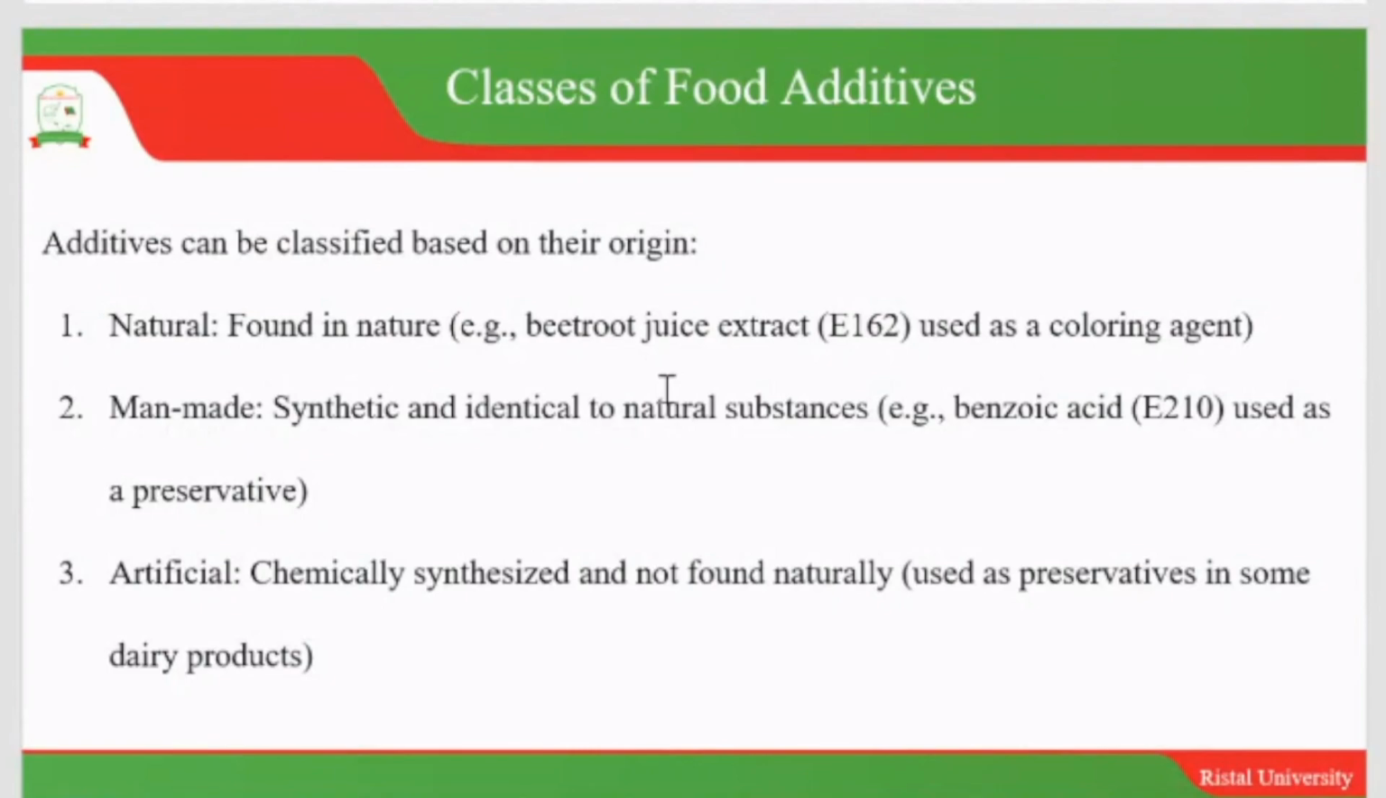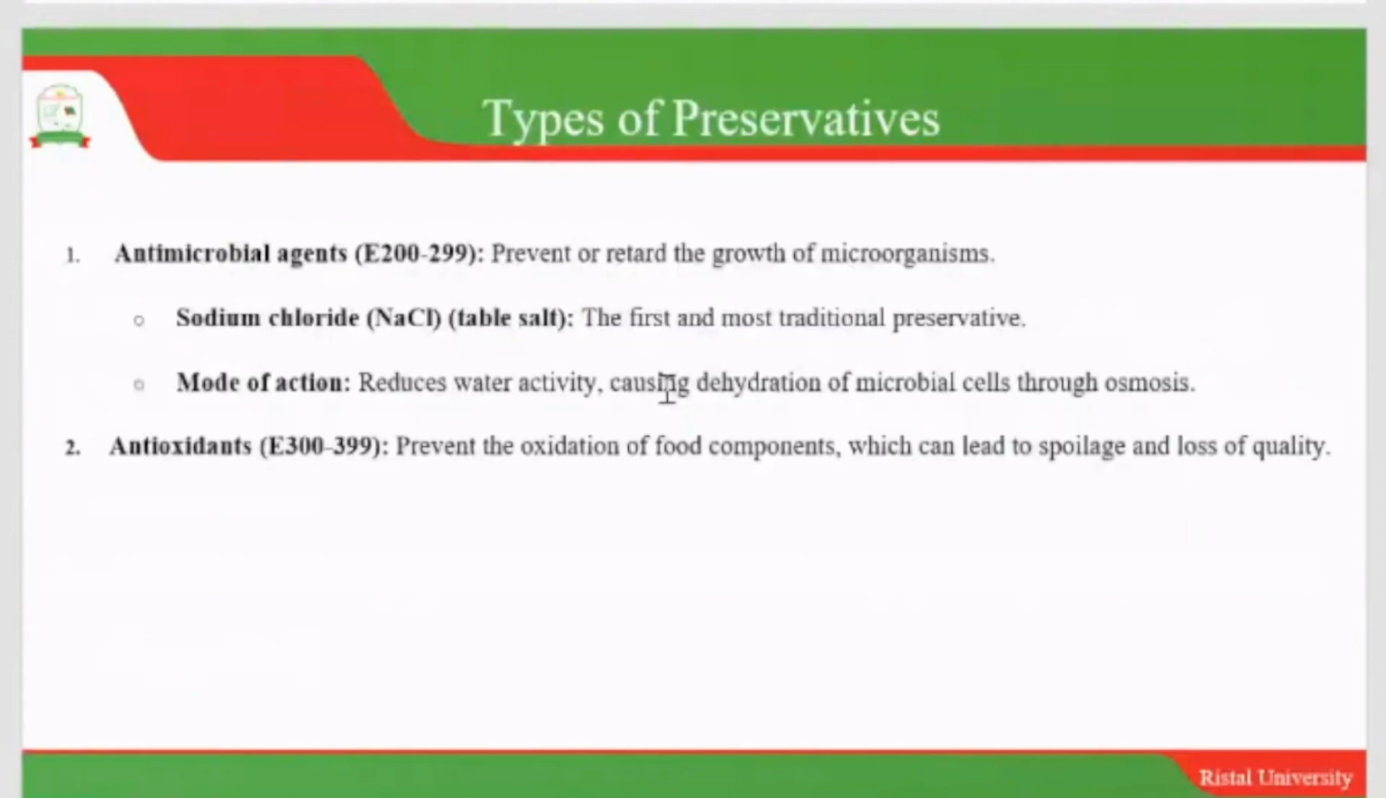And some other types of these preservatives are the antimicrobial agents. The antimicrobial agents prevent and also retard the growth of microorganisms. And we saw some of them yesterday, such as sodium chloride, when we were talking about deterioration. So for the preservatives, when we talk of an additive, we are talking of an additive playing the role of a preservative.